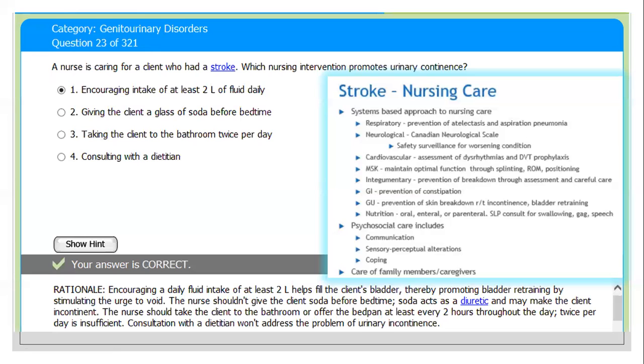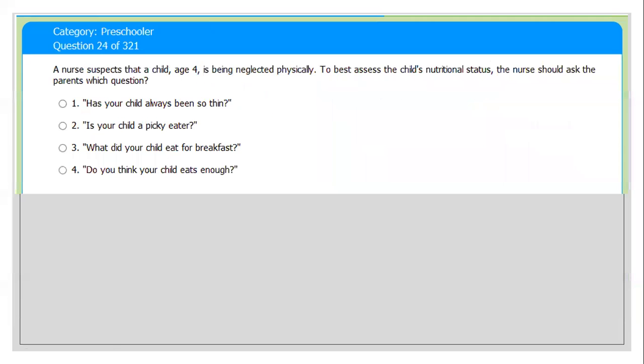So, next question here. A nurse suspects that a child aged 4 is being neglected physically. To best assess the child's nutritional status, the nurse should ask the parents which questions?